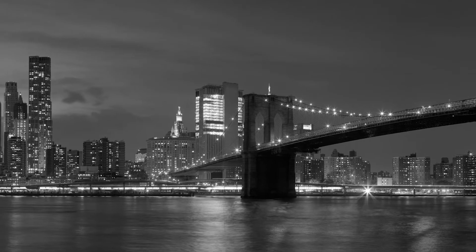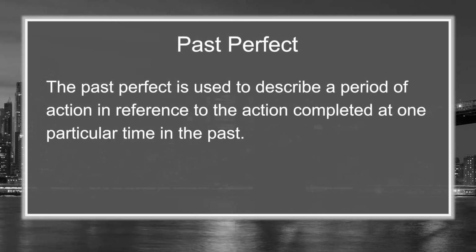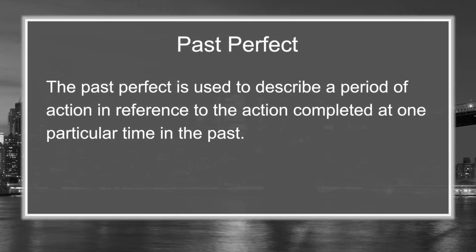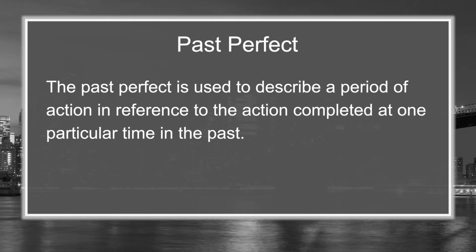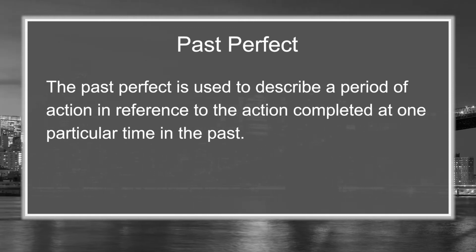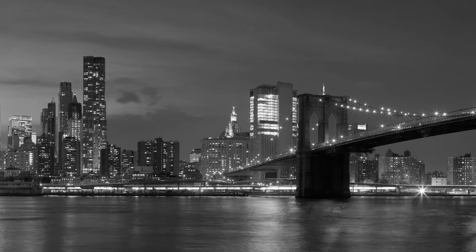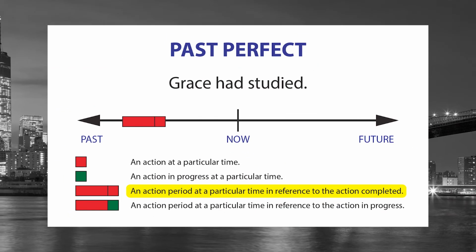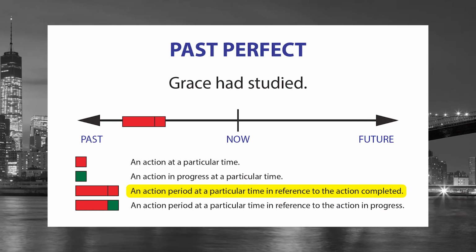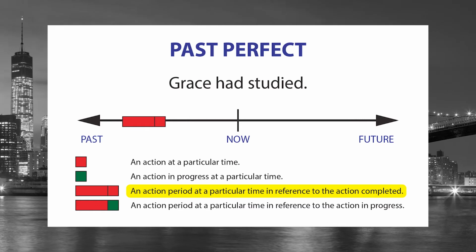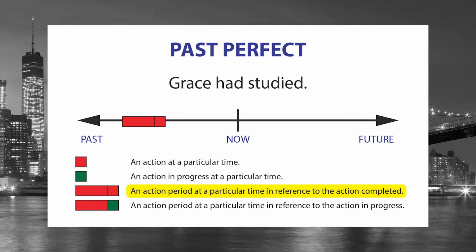The past perfect is used to describe a period of action in reference to the action completed at one particular time in the past. Grace had studied indicates that she studied, started, and finished for a particular period of time in the past.